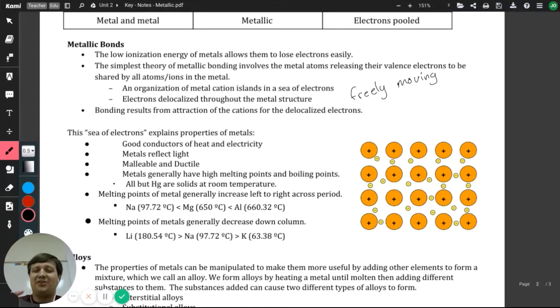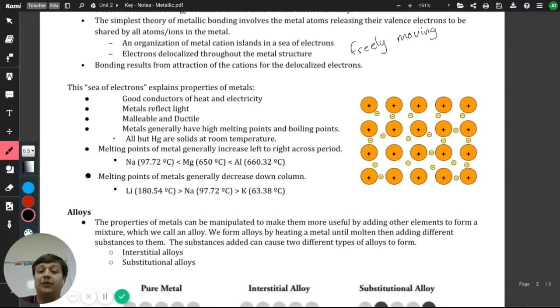The exception to that would obviously be mercury. It is a liquid at room temperature, but in general, metals do tend to have very high melting points. And in general, we have a trend that as we go from left to right across the periodic table, we're going to see an increase in those melting points, which would mean we're going to increase in our boiling points as well. And then melting points are going to decrease as we move down.